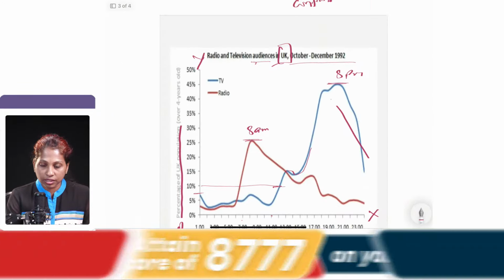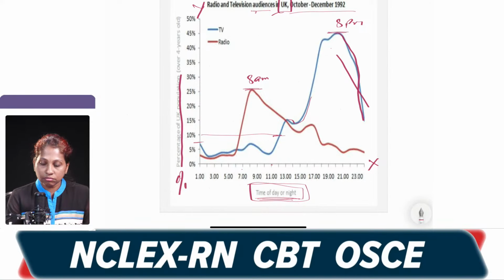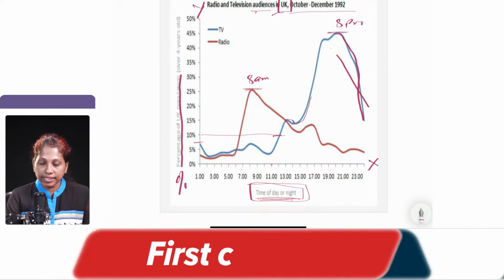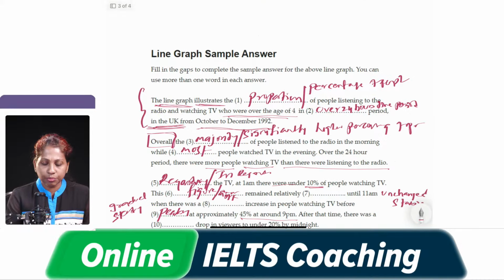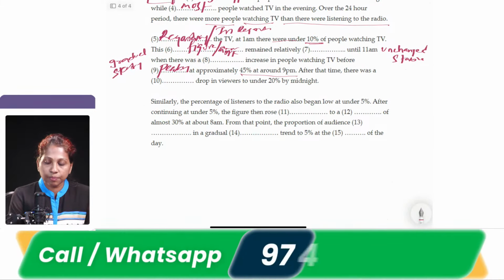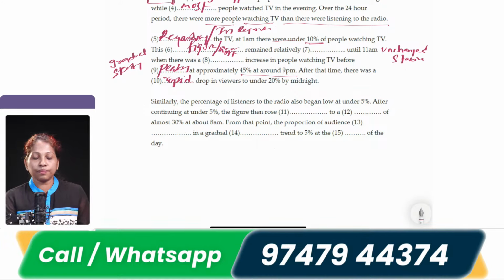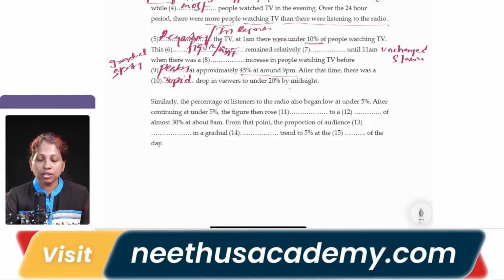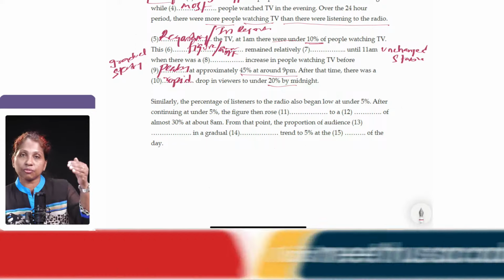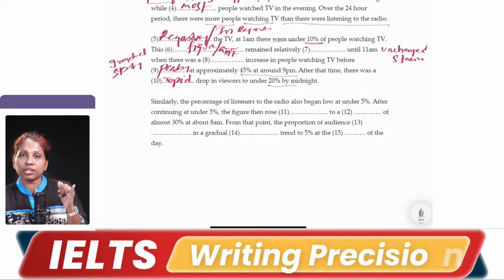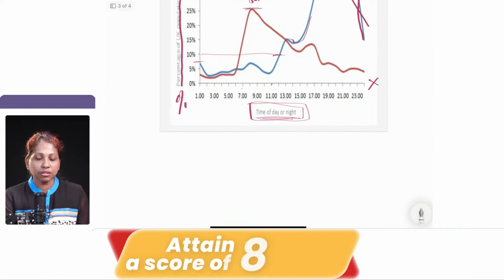So when you look at that graph, you can see after 8 to 9 p.m. the graph comes straight down. It is coming down to 15%. So it is actually showing a rapid drop. So you can say there was a rapid drop in viewers to under 20%. From 45 to 20, the sudden drop is fast, quick. You can write rapid or you can write quick, right? By 20% at midnight. So this is what you have to say about your graph.